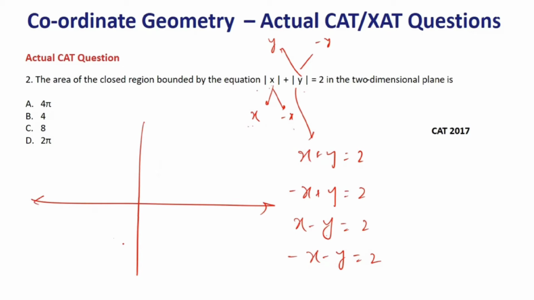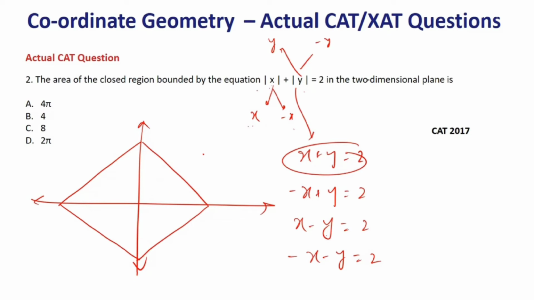So in the 4 quadrants, if you draw the first quadrant, x plus y is equal to 2. When x is negative and y is positive, that's your second quadrant. Similarly, when x is negative and y is negative, third quadrant. And finally, when x is positive and y is negative. So this is how the diagram will look.